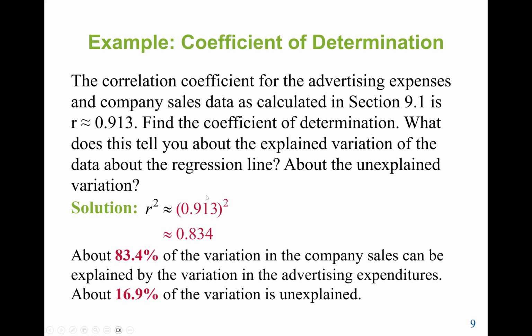So to find that, we need to square R. When we square 0.913, we get 0.834. So this means 83.4% of the variation in the company sales can be explained by the variation in advertising expenditures, which means that when we subtract 83.4 from 100, roughly 16.6% of the variation is unexplained.